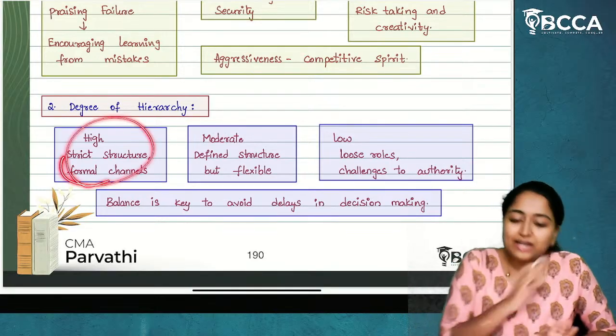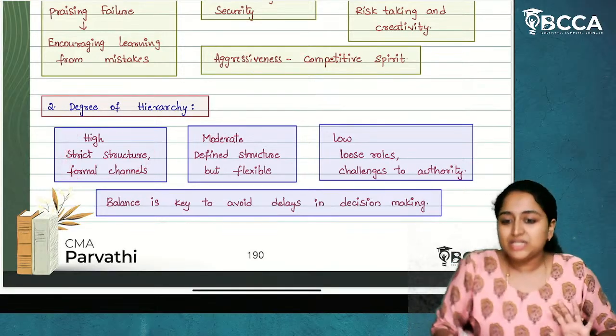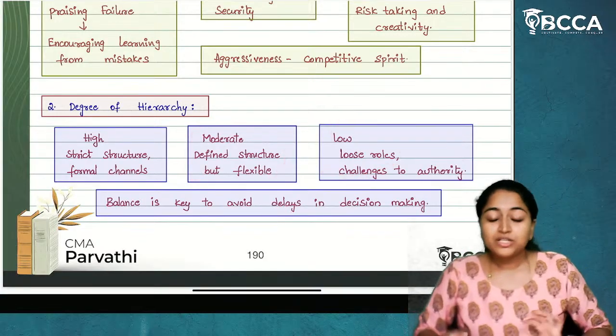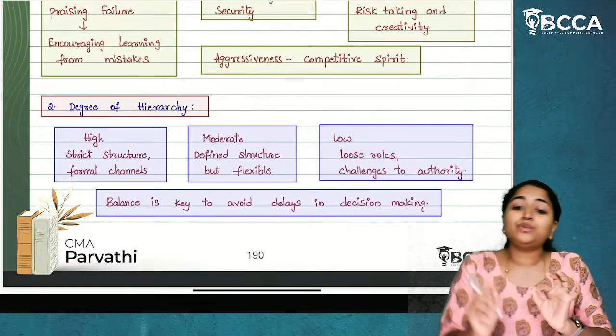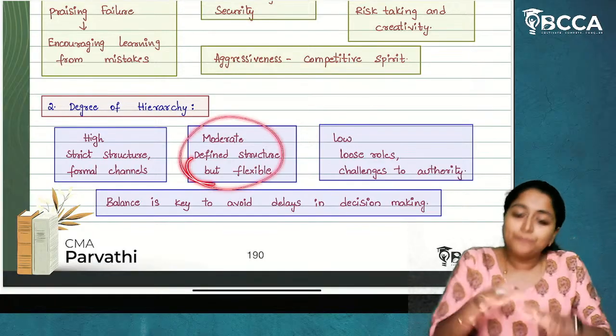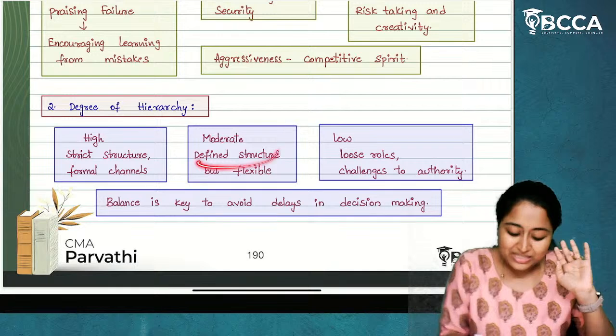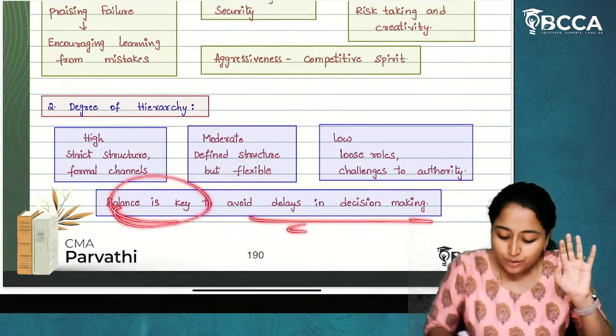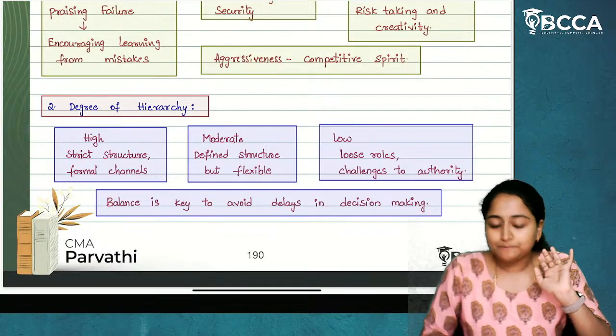If it is high hierarchy, based on that, all the culture will be there. If it is moderate, based on that. If it is low, based on that. But for an organization to run perfectly, there should be a moderate hierarchy, which means a defined structure should be there, but it should be flexible. Balance is the key to avoid delays in decision making.